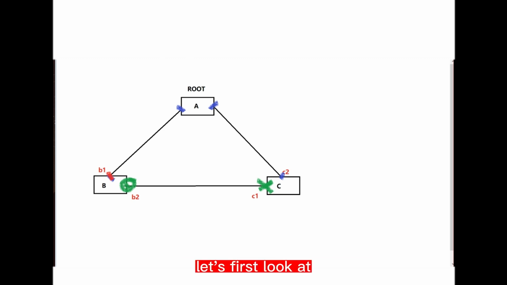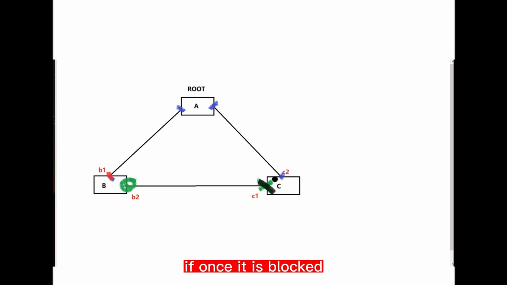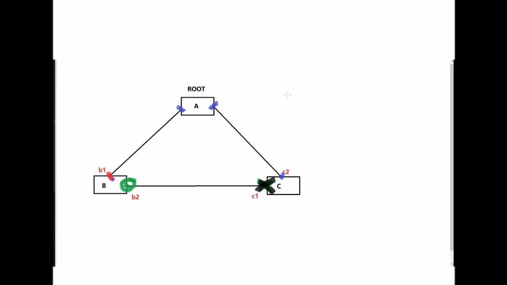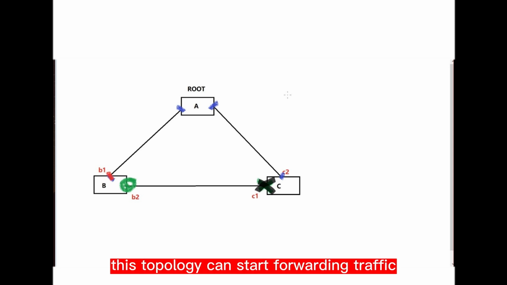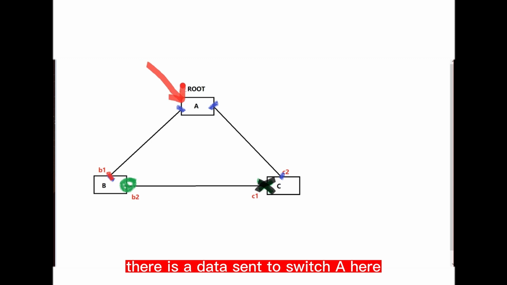Let's first look at if it is like this. How does the data flow in this diagram go? Once it is blocked, it's like all the roles have been chosen. This topology can start forwarding traffic. For example, there is data sent to switch A here.